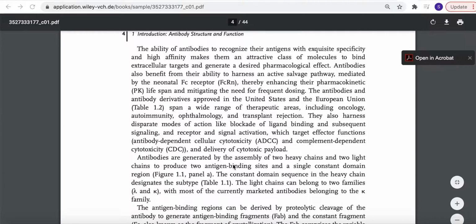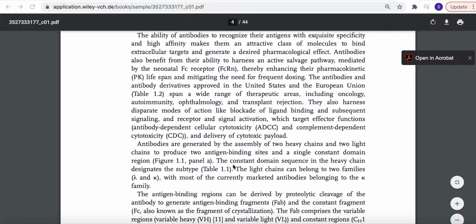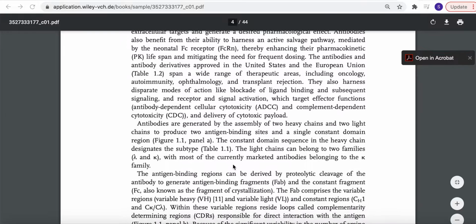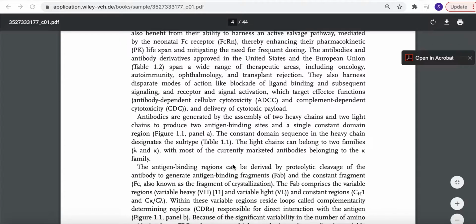delivery of cytotoxic payload. Antibodies are generated by the assembly of two heavy chains and two light chains to produce two antigen binding sites and a single constant domain region. The constant domain sequence in the heavy chain designates the subtype. The light chains can belong to two families, with most of the currently marketed antibodies belonging to the kappa family.